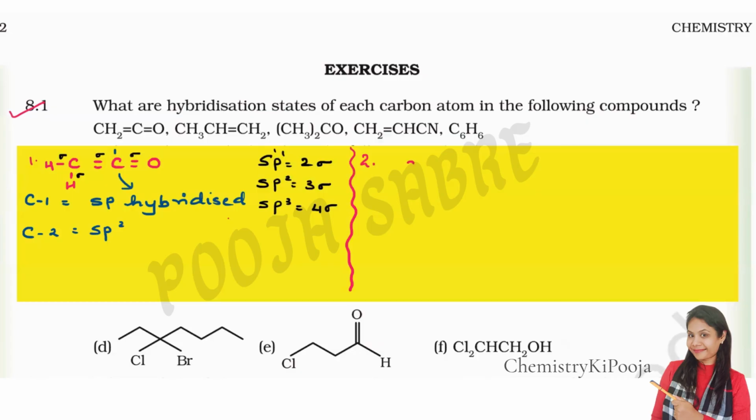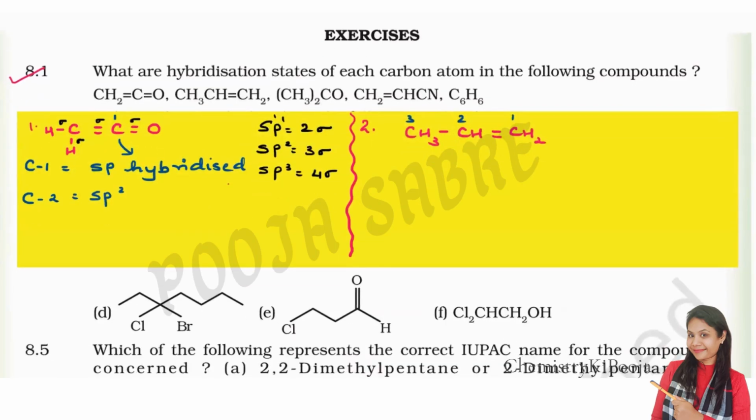The second question is CH3-CH=CH2. Let us quickly write it down. Again, we are going to number it: suppose this is the first, second, and then the third carbon. Now let me quickly expand this structure. I can write it in this way, H3 and then the third hydrogen here. This is the third carbon.